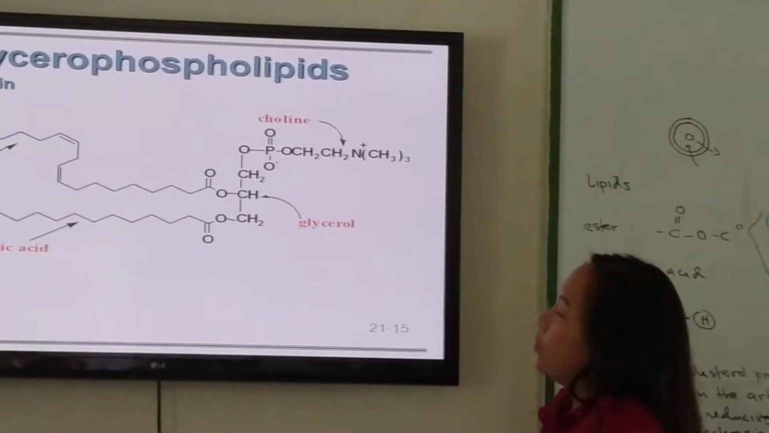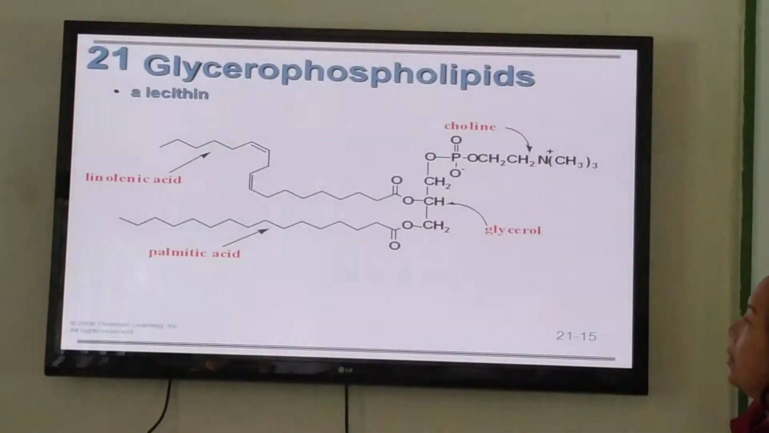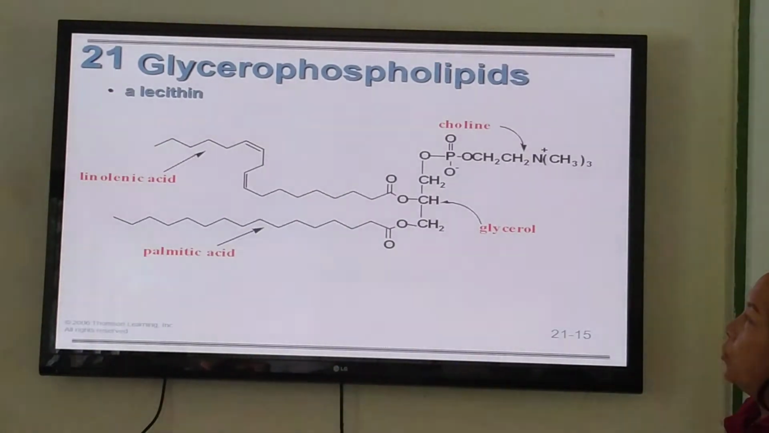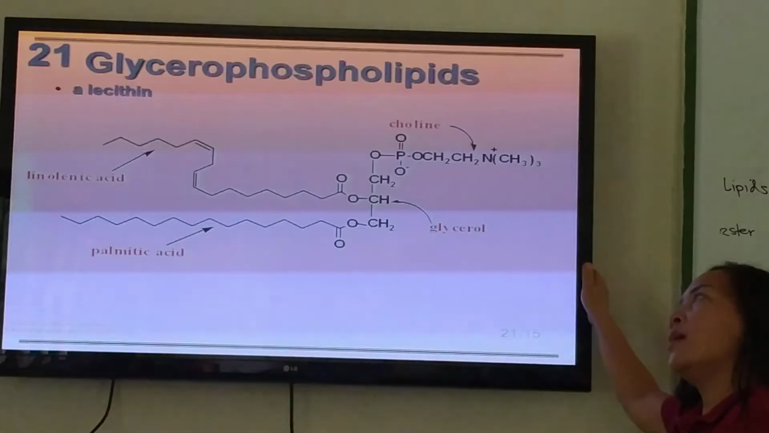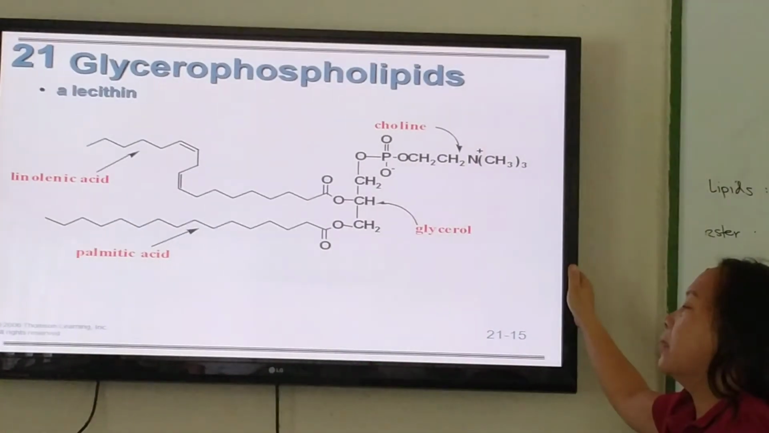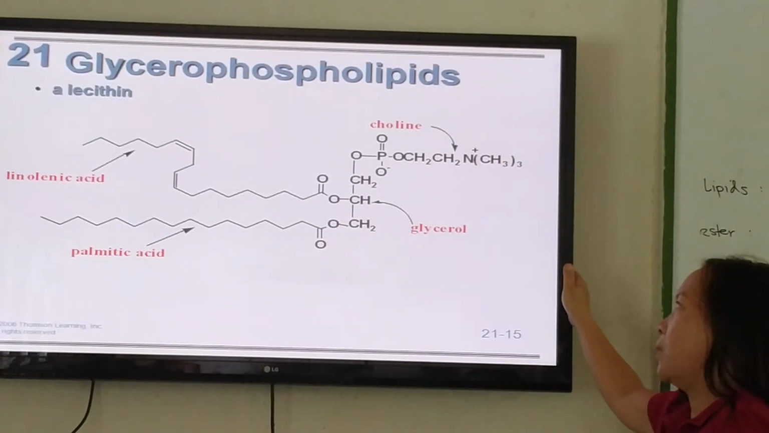So you have now the lecithin, which consists of the following: linolenic acid, palmitic acid, choline, and glycerol.